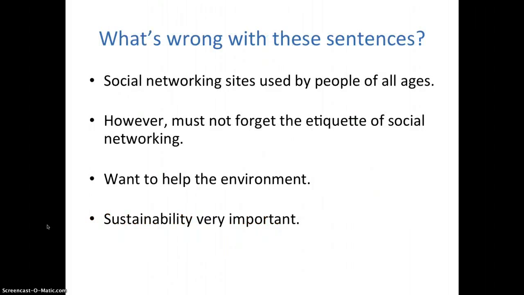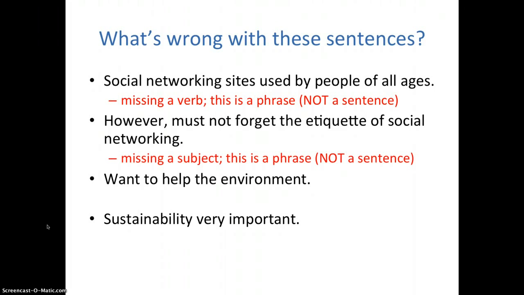What's wrong with these sentences? Okay, so for social networking sites used by people of all ages, if you said it's missing a verb, this is not a phrase, or this is a phrase, it's not a sentence, you're correct. And for however, must not forget the etiquette of social networking, that one is missing a subject. There's no subject. So this is also a phrase, it's not a sentence.